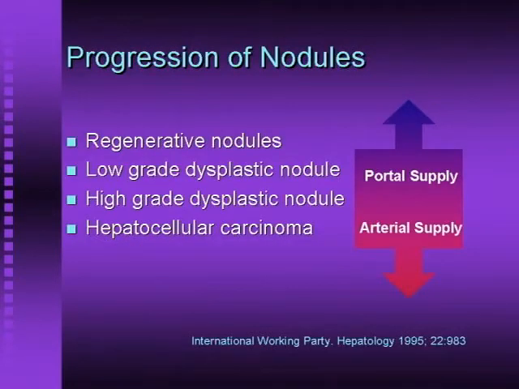Now, to understand the pattern of gadolinium enhancement of these tumors, it's very helpful to think about the natural history of these. Most of these tumors start off as regenerative nodules, low-grade and high-grade dysplastic nodules form within them, and then they evolve to hepatocellular carcinoma. And with this evolution, the blood supply evolves from being predominantly portal venous in origin to hepatic arterial.